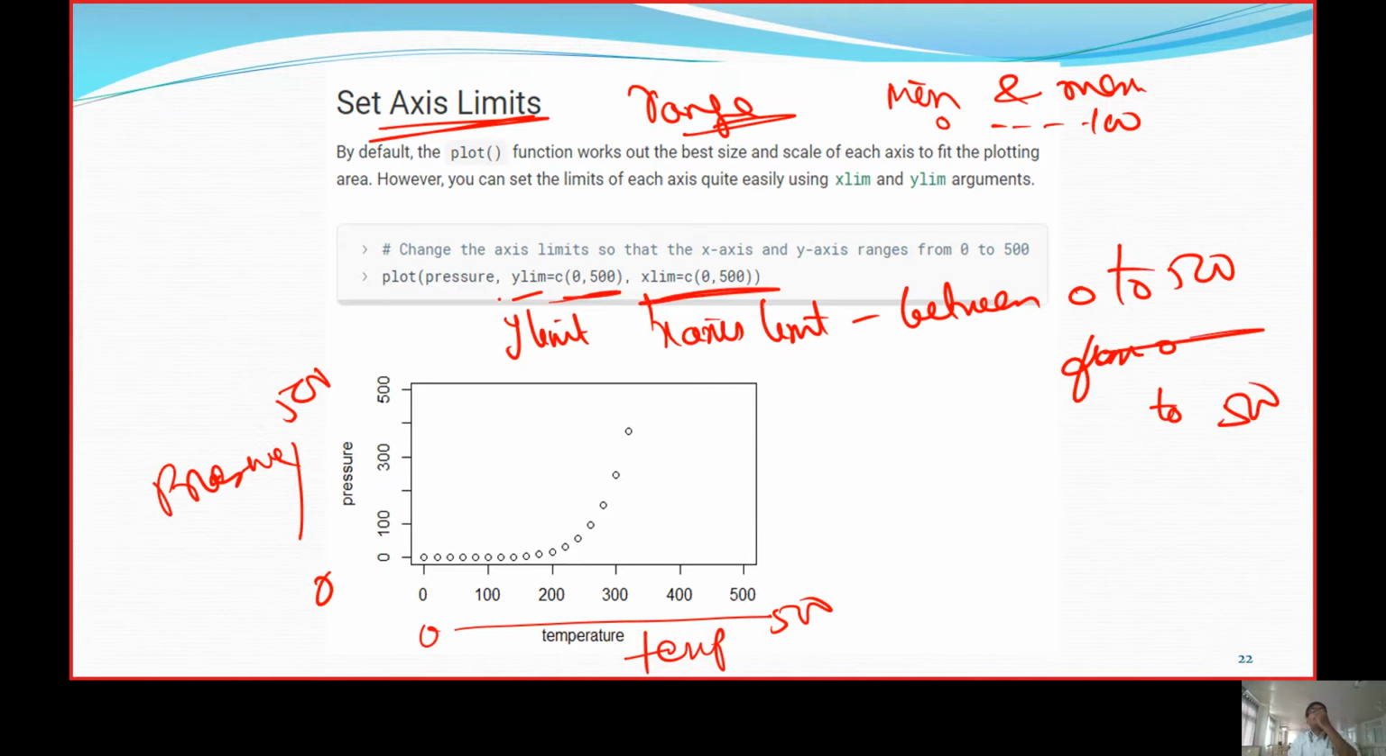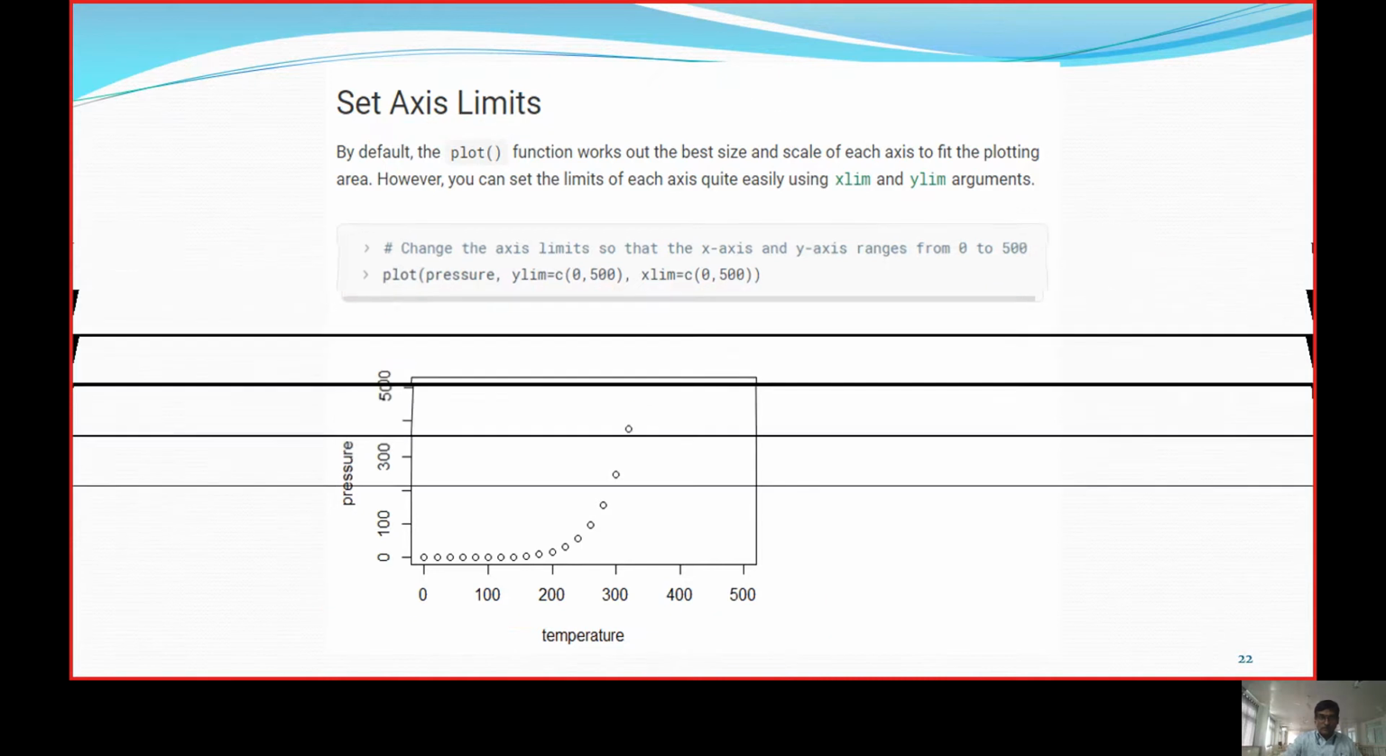Okay. So we draw a plot, then we mention the data set, and plot is a function here. So with the plot function, we go up with a data set, then we give the Y limit and the X limit, and thereby we are getting the respective graph.